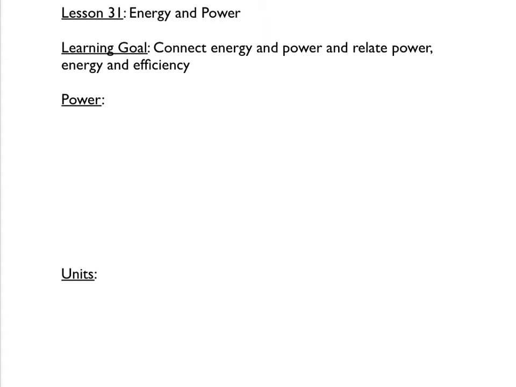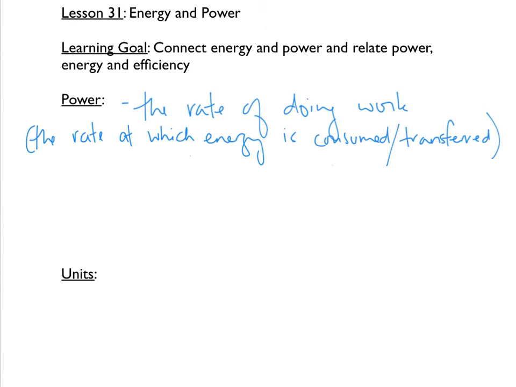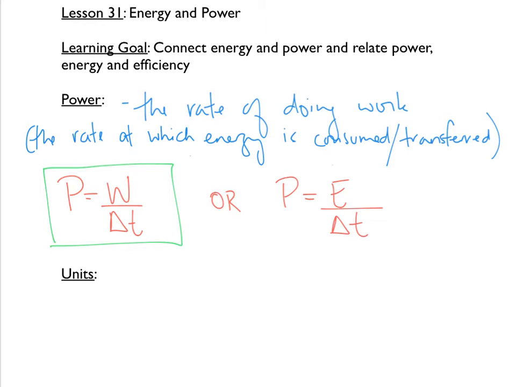Okay, in this section, we're going to relate energy to power. So let's define power. Power is the rate of doing work, or the rate at which work is being done, the rate at which energy is being consumed or transferred, and the equation for that is P is equal to work divided by time, which makes sense because you're looking at a rate. So rate usually involves a time component, or power is equal to energy divided by time. And as we've discovered earlier, energy and work are interchangeable.